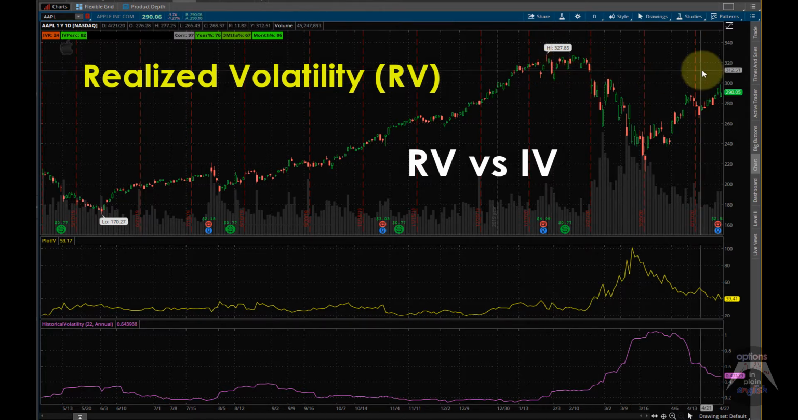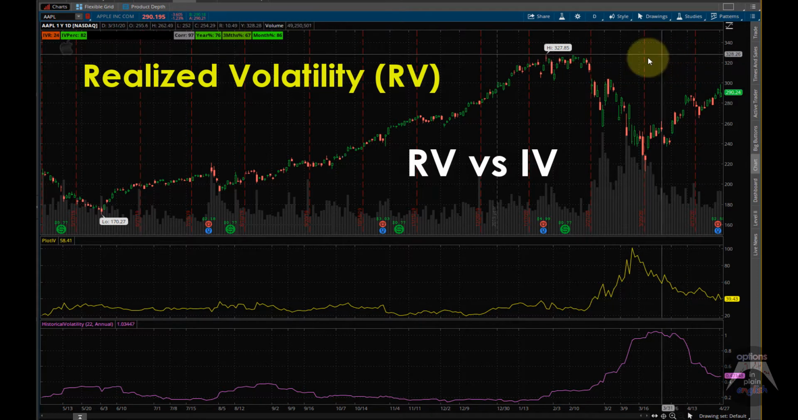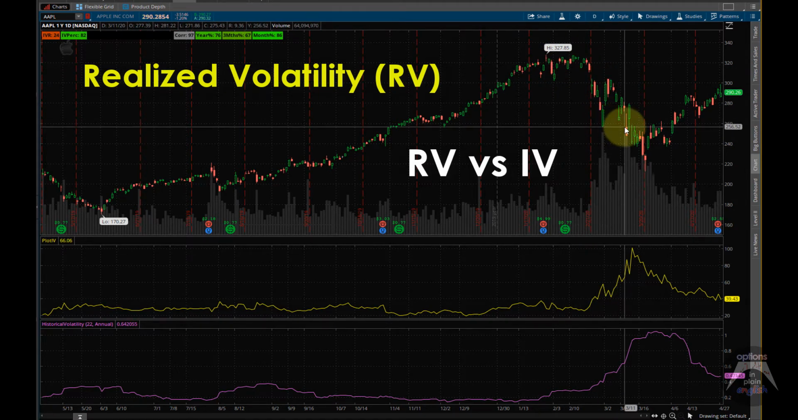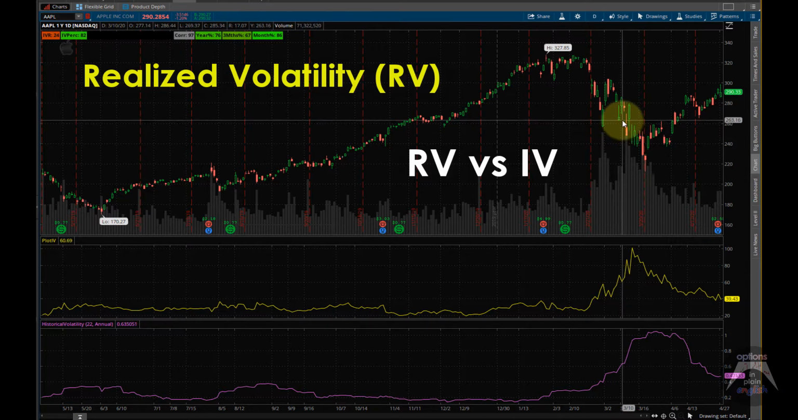So for that period, you measure how much it actually moved. So what the implied volatility was predicting versus what it actually moved. What it actually moved is usually referred to as realized volatility because it's the volatility that was actually realized in the market. So it's a way to compare the actual move versus what the implied volatility was predicting. And that's what realized volatility is.